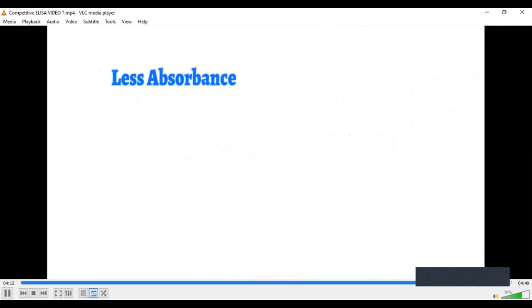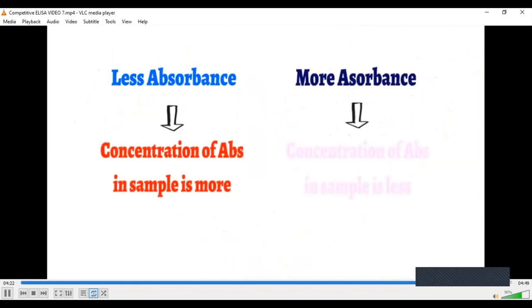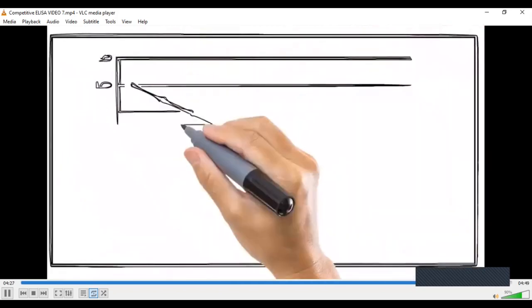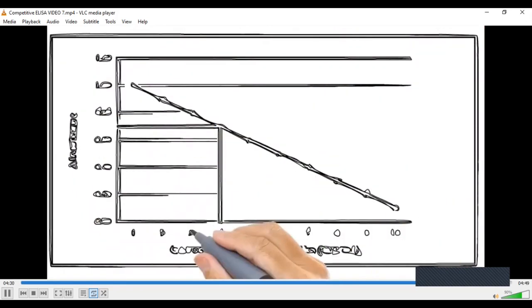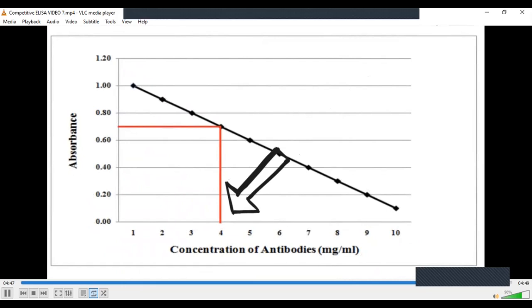So in short, if the absorbance of the product is less, concentration of antibodies in the sample is more. And if the absorbance is more, the concentration of the antibodies in the sample is less. The actual concentration of antibodies present in the sample can be determined by extrapolating the value of absorbance on the standard graph, like this. So in this way, the competitive ELISA is used to determine the concentration of antibodies. Exactly reverse method is used to determine the concentration of antigens.